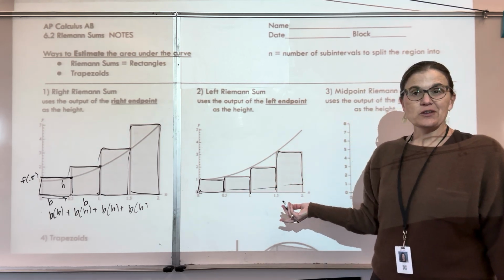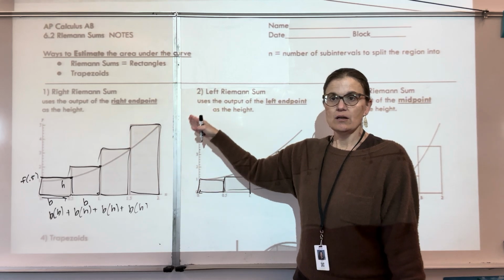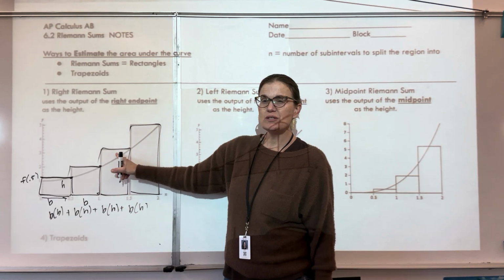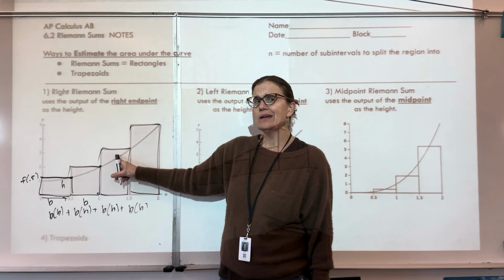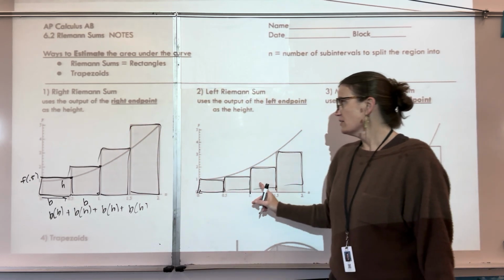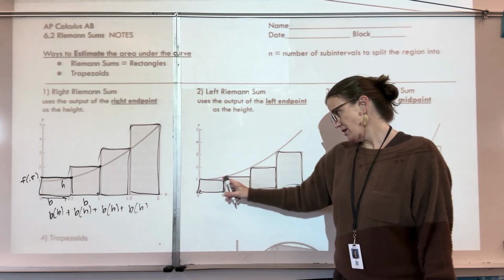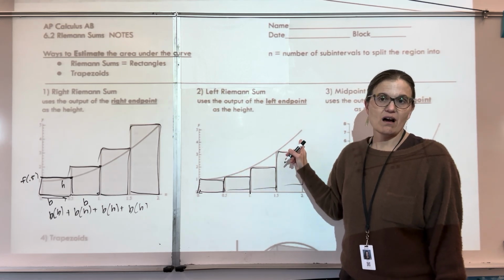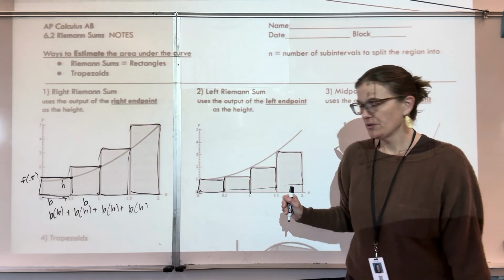I don't know if you can see here, but because this function was increasing, you can see that the right Riemann sum included some area that should not have been included, so that will end up being an overestimate. The left Riemann sum, because it was increasing, all this space in here should have been included and was not, so we'll know that is an underestimate.